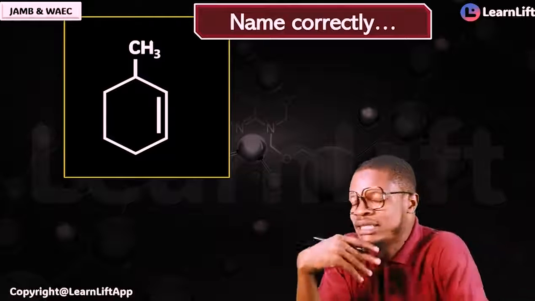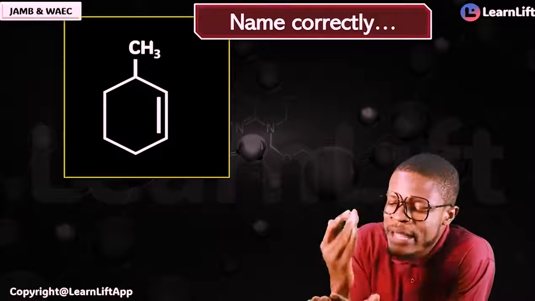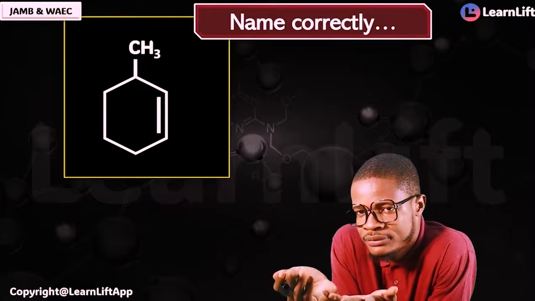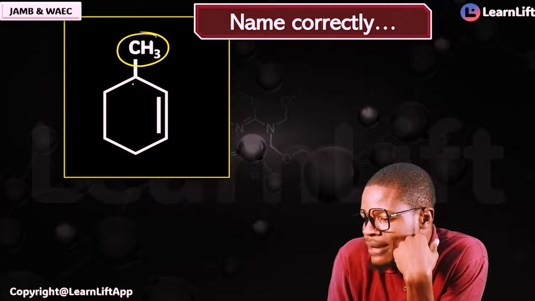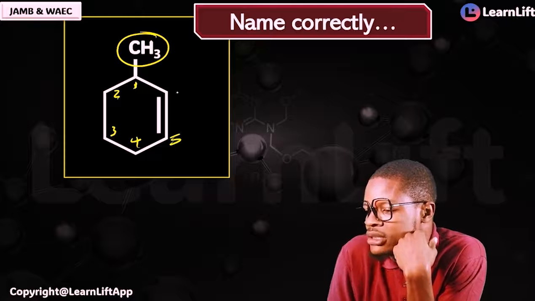Look at this very fast. They say name correctly. Listen, everybody, come. When it comes to naming cycloalkene, the rule changes. You can't go and say, okay, this one that has a substituent, yes, my carbon 1, yes, your carbon 2, yes, your 3, yes, your 4, yes, your 5, yes, your 6.